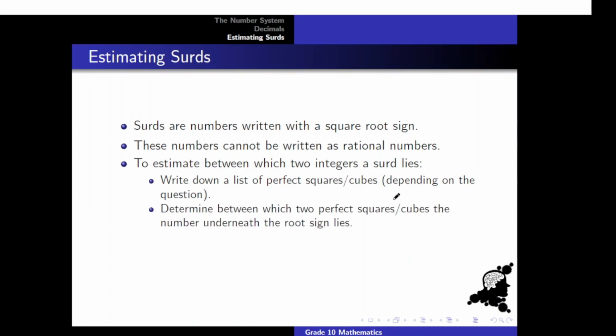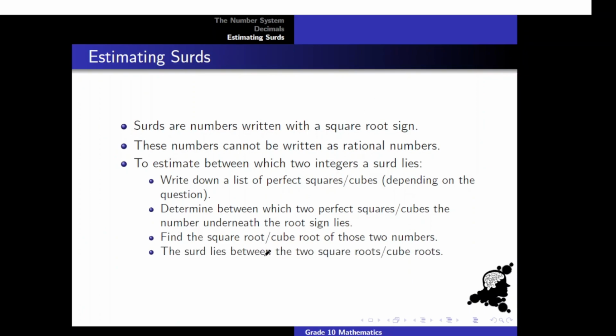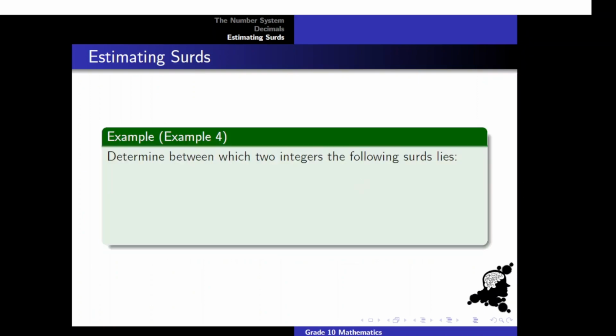So you need to determine between which two perfect squares or perfect cubes the number underneath the square root sign lies. You need to find the cube root or the square root of those two numbers, and then the surd will lie between the square root or cube root of the two numbers.